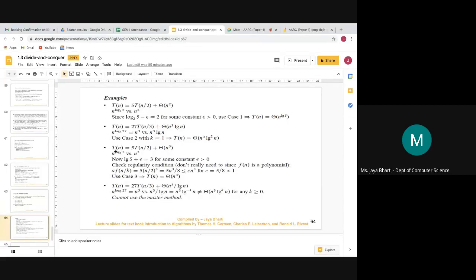So we have this case, you can see it is 5T(n/2) + n cube. When you apply this, you need to compare n cube and n to the power log 2 base 5. We have seen this, right? Here it is n cube, in the previous one it was n square. So it will fall under the category of case 3, and then it will give the solution of this one.